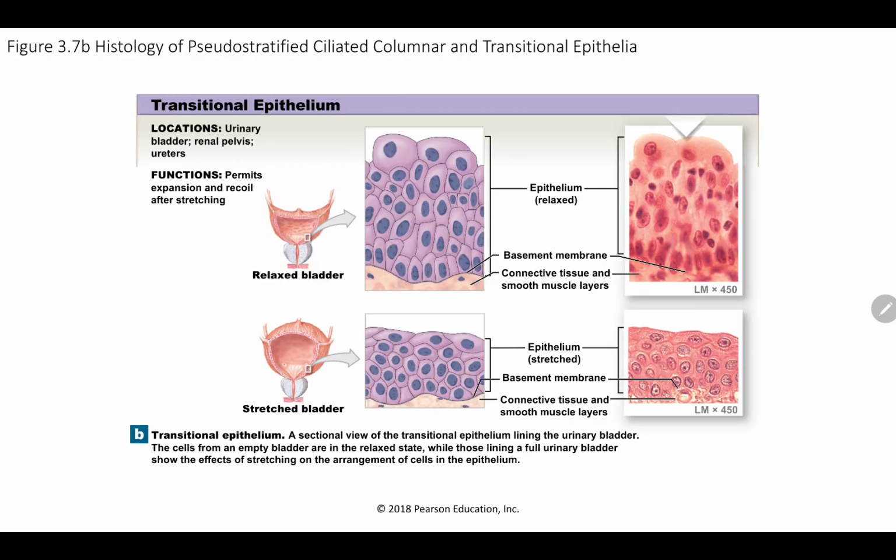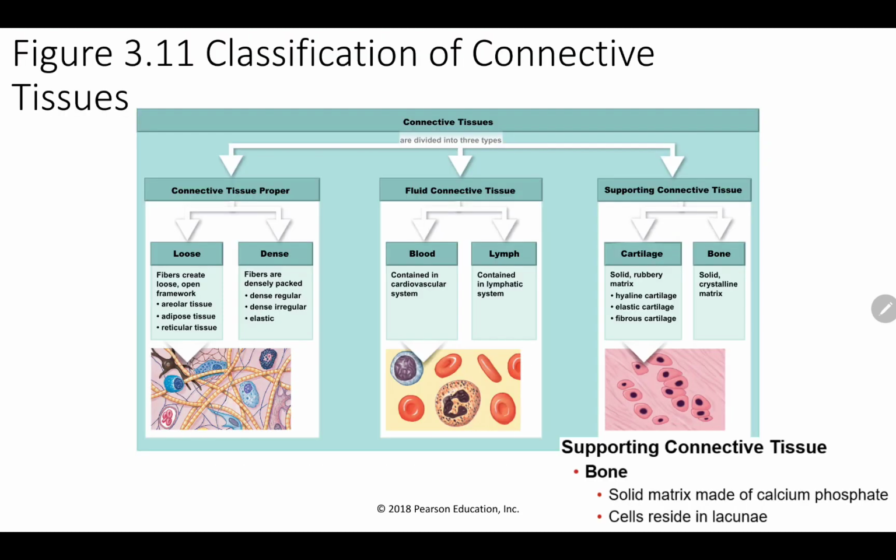We do have transitional epithelium. Remember transitional epithelium? You're going to find this in the urinary bladder, like the renal pelvis, the ureters, things like that in the urinary system. But this transitional epithelium is really important because it permits the expansion and recoil after stretching. So your bladder, right, it needs to stretch because it fills up with urine. But in these cells, this transitional epithelium, they can transition, basically. They can expand and get larger, and then they can recoil, come back to their original shape. Okay, that's transitional epithelium.